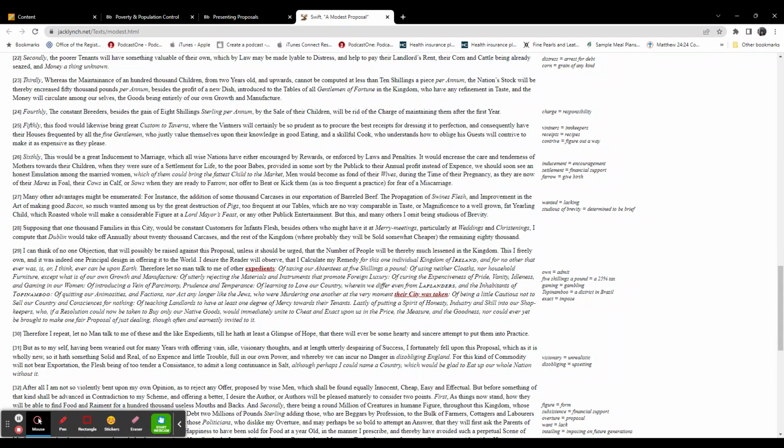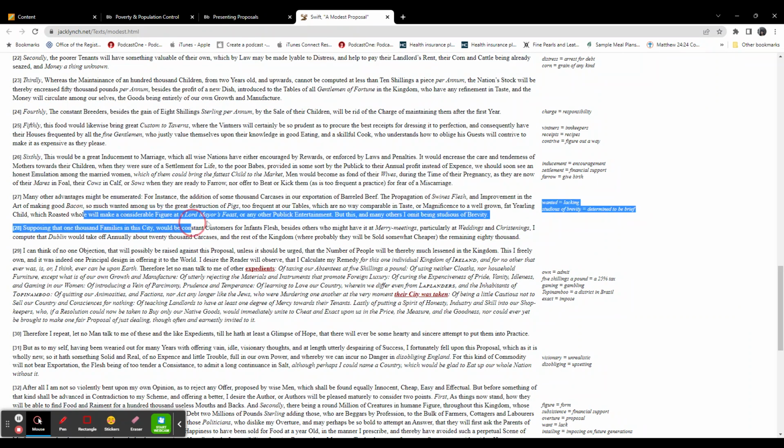Many other advantages might be enumerated. For instance, the addition of some thousand carcasses in our exportation of barreled beef, the propagation of swine's flesh, improvement in the art of making good bacon, so much wanted among us by the great destruction of pigs, too frequent at our tables, which are no way comparable in taste or magnificence to a well grown fat yearling child, which roasted whole will make a considerable figure at a lord mayor's feast or any other public entertainment. But this and many others I omit, being studious of brevity.